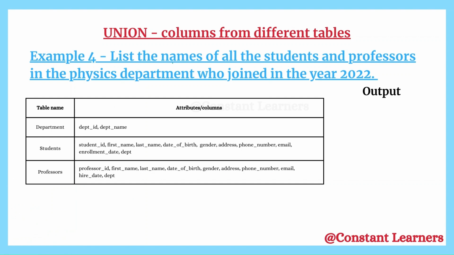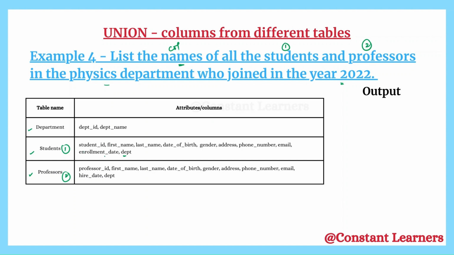The last example says that list the names. That is, the column that we need is the names of all the students and professors. So here the tables that we have are department, students and professors. So we need the names of students and the names of professors in the physics department who joined in the year 2022. So again, there are two conditions. First, they must be from the physics department. So that we will get from the department, who joined in the year 2022.